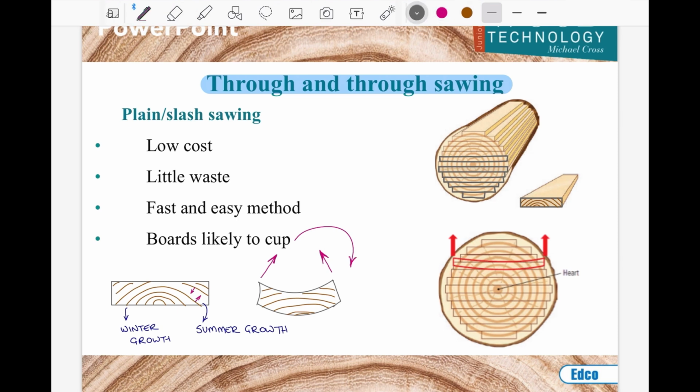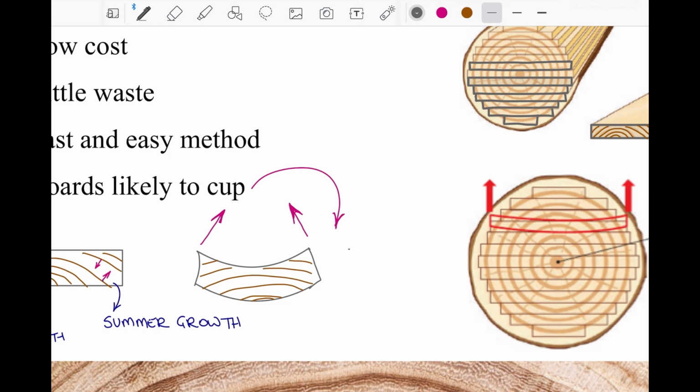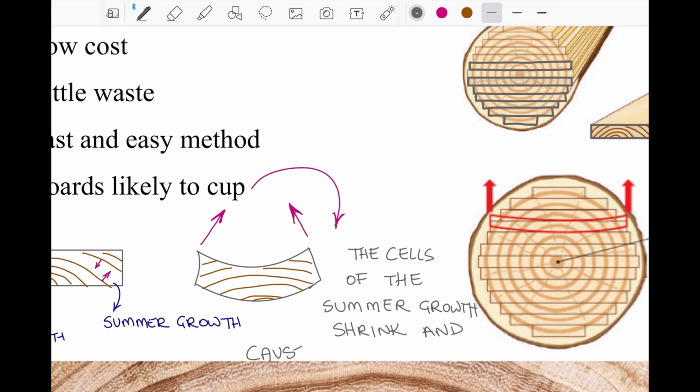What notes will I add to this? So the cells of the summer growth shrink and cause the wood to cup.